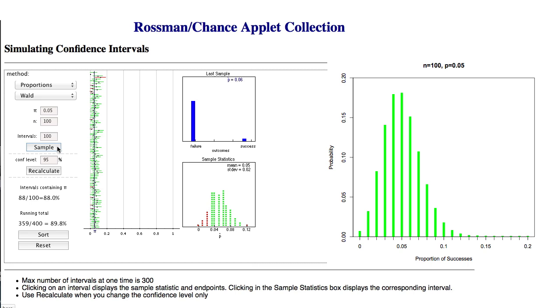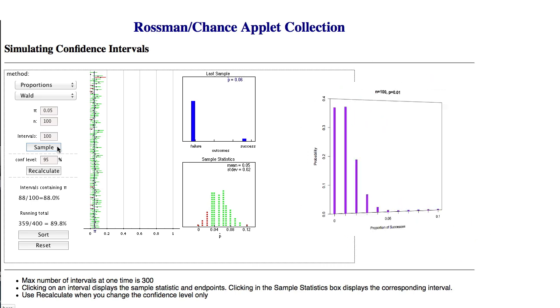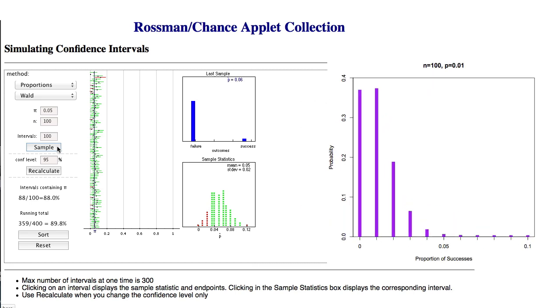This time we'll make our probability of success 0.01, only 1%. The sampling distribution of p-hat, then, is quite skewed. With a sample size of 100 and a probability of success of 0.01, only 59% of our sample of 100 confidence intervals capture the theoretical parameter. That's not very good. Let's try again. This time, we get 66%. Still not very good.